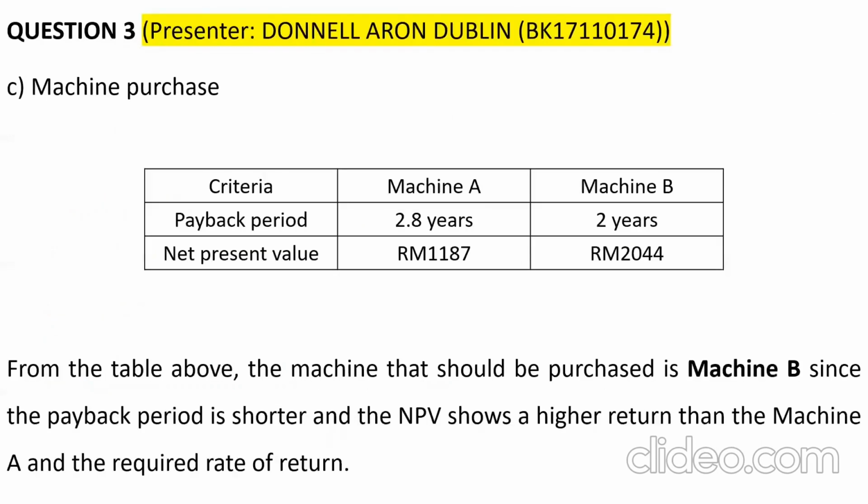And which machine should be purchased? From this table, we can see the difference between machine A and machine B, and the machine that should be purchased is machine B, since the payback period is shorter than machine A, and it has a bigger return than the required rate of return.